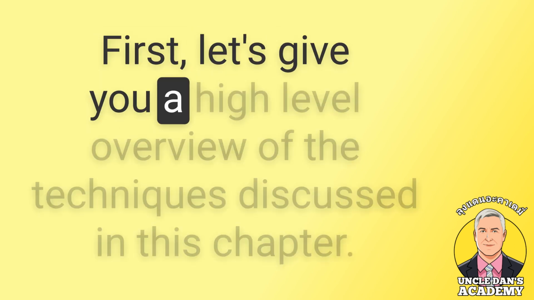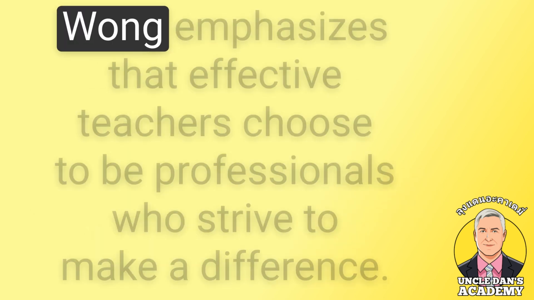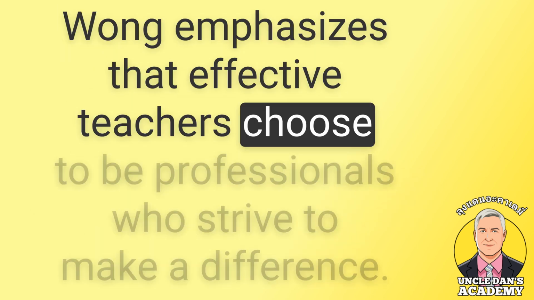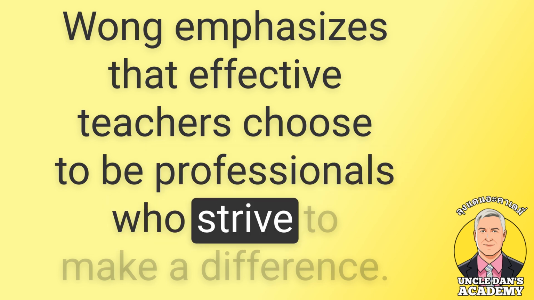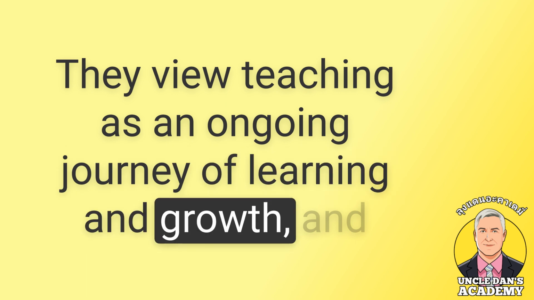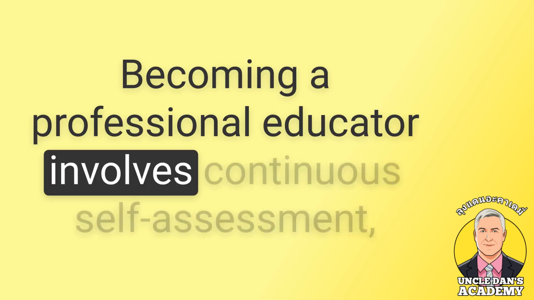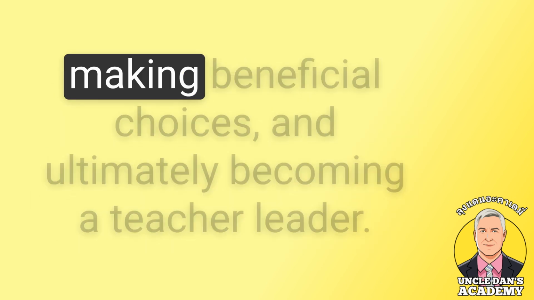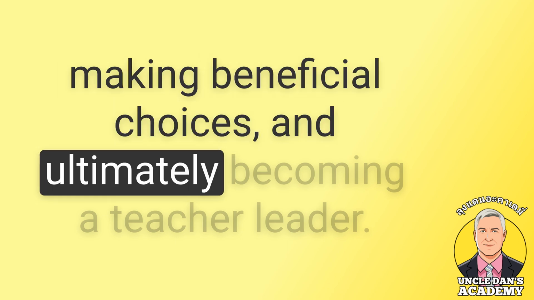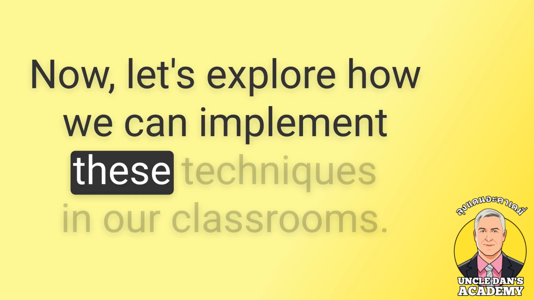First, let's give you a high-level overview of the techniques discussed in this chapter. Wong emphasizes that effective teachers choose to be professionals who strive to make a difference. They view teaching as an ongoing journey of learning and growth, and they understand the impact they have on student achievement. Becoming a professional educator involves continuous self-assessment, making beneficial choices, and ultimately becoming a teacher leader. Now let's explore how we can implement these techniques in our classrooms.